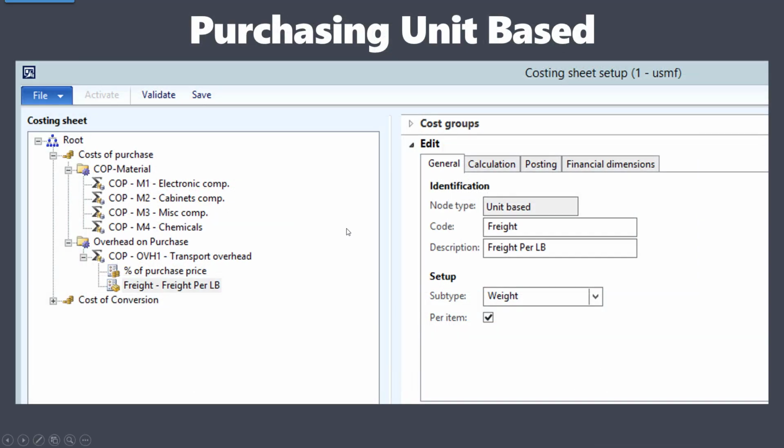So now we're looking at unit base. So what we're saying here is that on a unit base, it's a unit based, I'm calling it freight, and the description is freight per pound, and the subtype is weight. And all per item does is says, I want to be able to set this up on a per item basis if I need to.